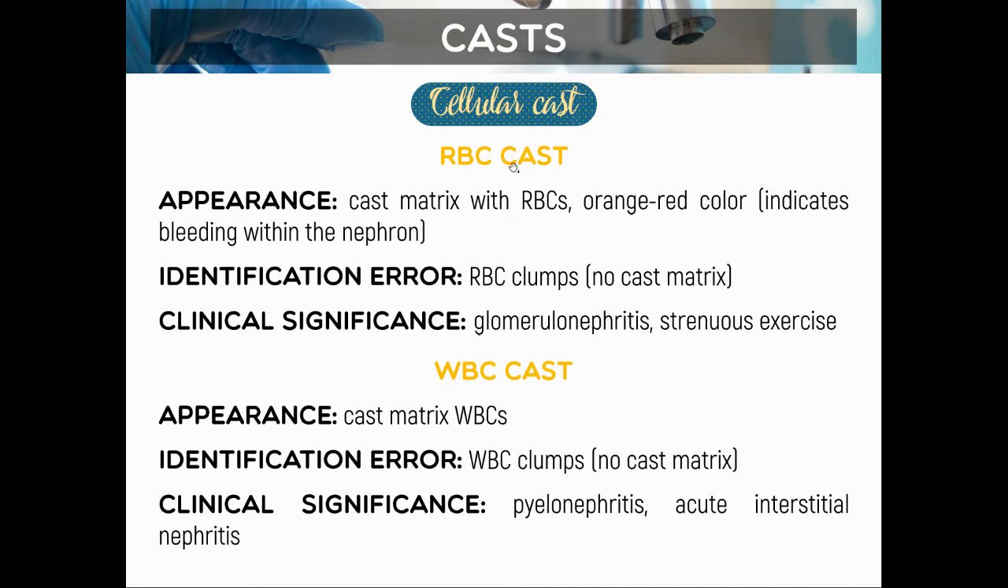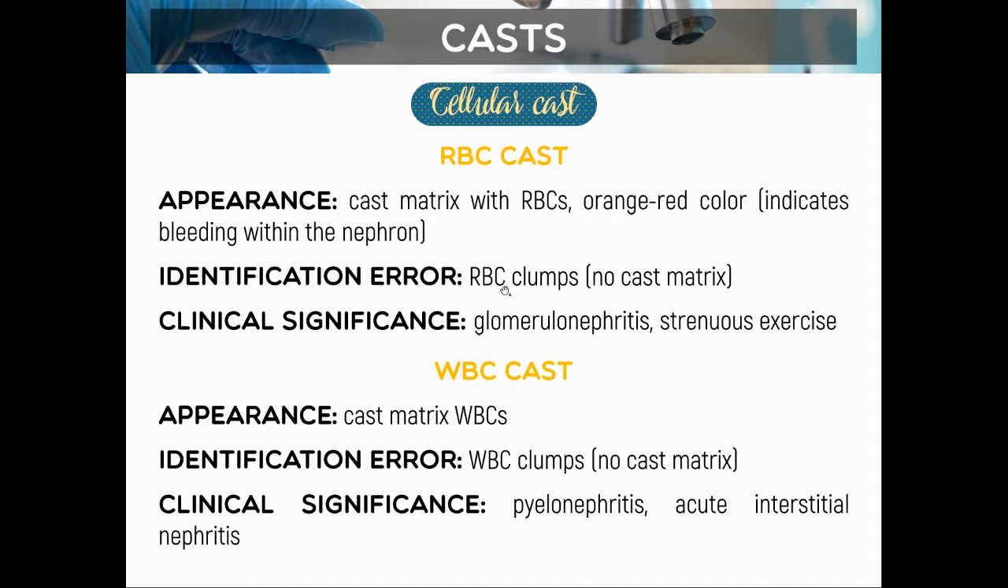We have our cellular cast. Basically, we have our RBC cast. Imagine a hyaline cast with RBCs, because of glomerulonephritis or bleeding. If there is bleeding, there will be RBCs in the tubules, and the RBCs will enter the uromodulin, forming the RBC cast. Its appearance is cast matrix or uromodulin with RBCs. They appear orange to red in color and indicate bleeding. Again, glomerulonephritis, bleeding within the nephron.